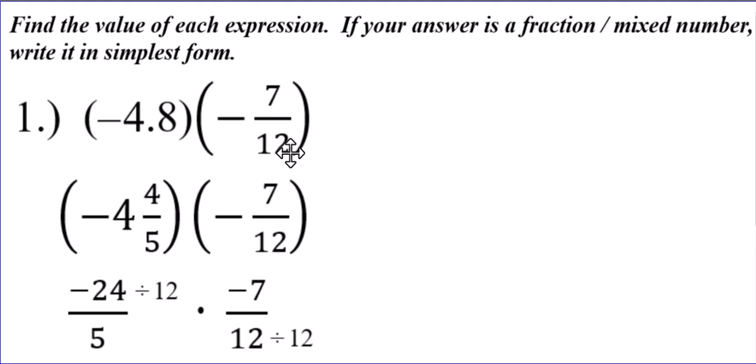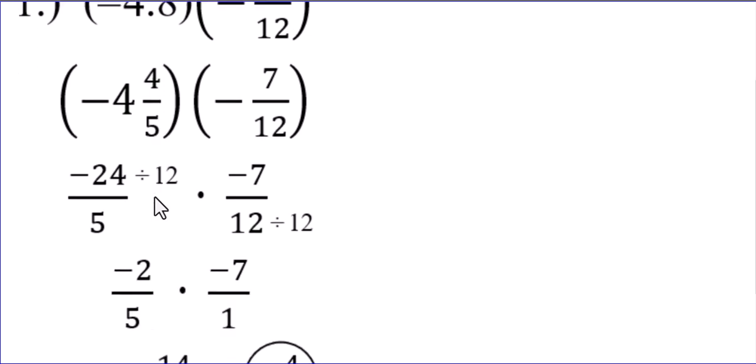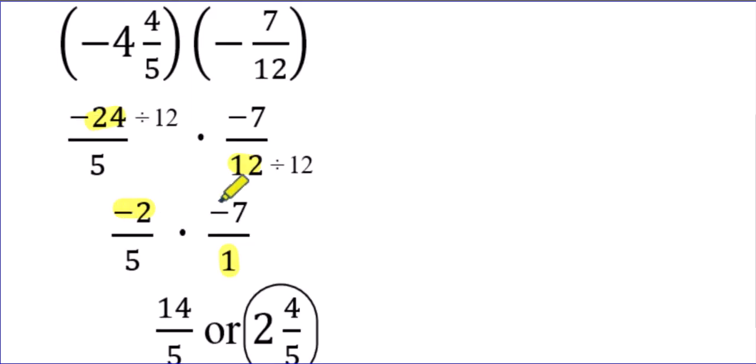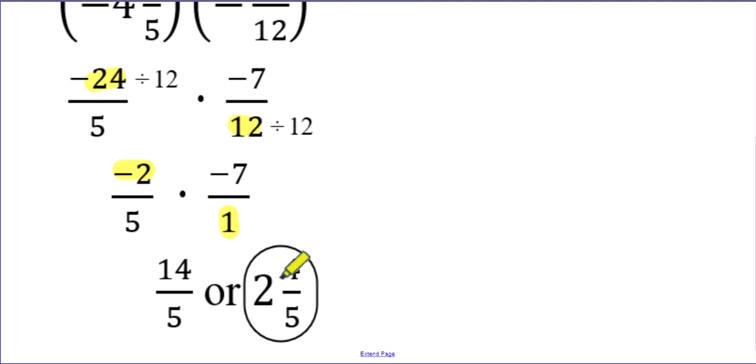Since twelfths would give me a repeating decimal, I did not make this become a decimal. Instead, I made negative 4.8 become negative 4 4/5. Then I just follow the rules that I've learned from multiplying fractions and mixed numbers. Make them improper fractions first. Since the 24 and the 12 are both divisible by 12, I went ahead and reduced diagonally there. That gave me negative 2 and 1 down here. And then numerator times numerator gives me 14. Denominator times denominator gives me 5. And then I made it a mixed number, 2 4/5.